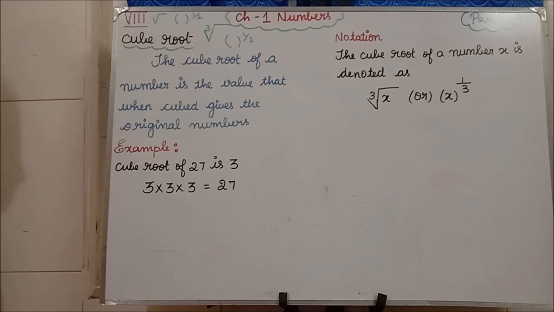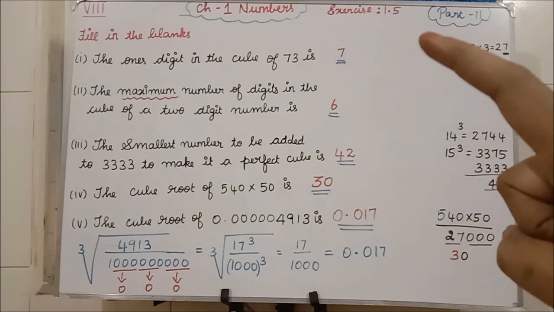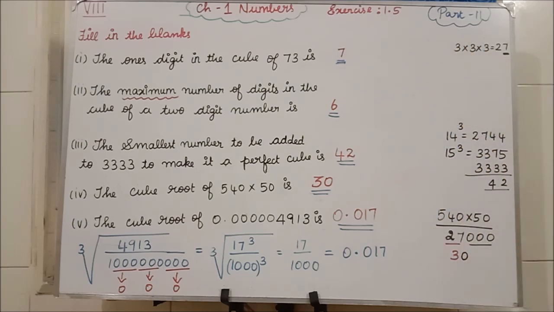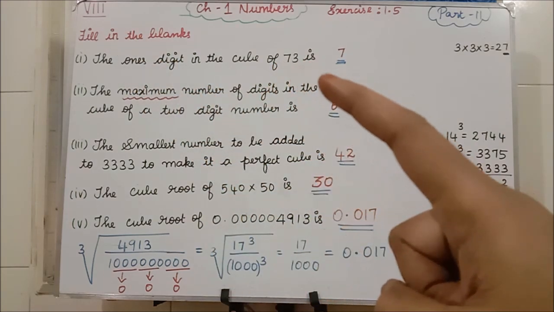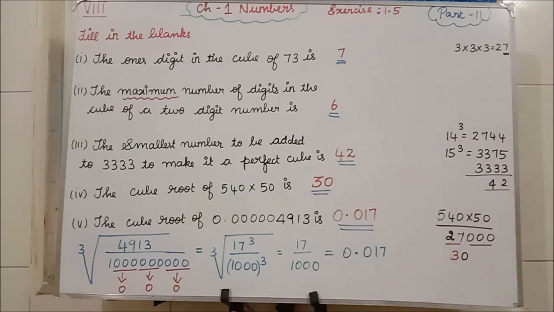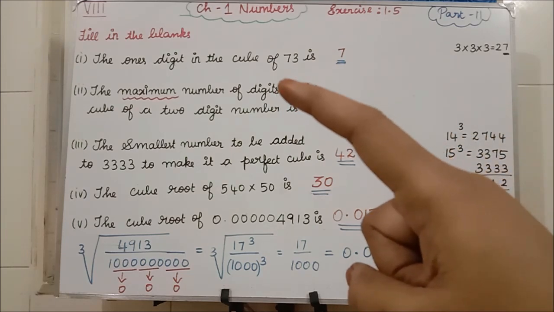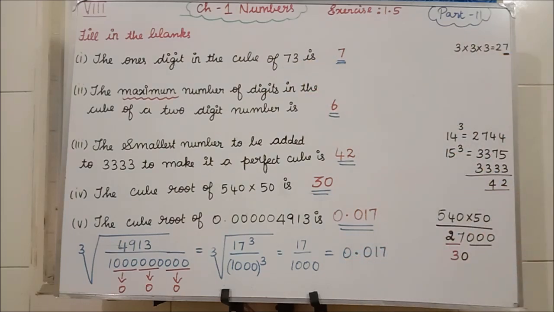Now we'll start the exercise. Now we are going to see exercise 1.5. In that, the first question is fill in the blanks. The ones digit in the cube of 73 is dash. They are asking for the ones digit. So if you cube 73, what will be your ones digit, they are asking.